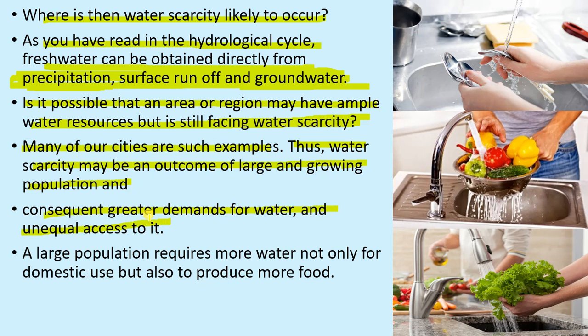Many of the cities nowadays in the plain areas, where we know that plain areas have a thick layer of soil, and that thick layer of soil can store a very huge quantity of water underground, but due to excess use, slowly the underground water level is going down.